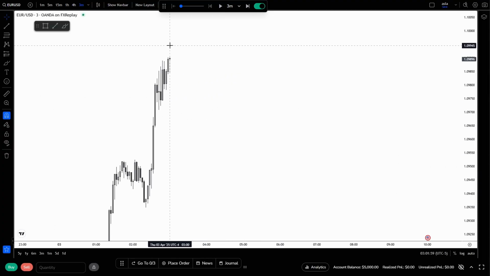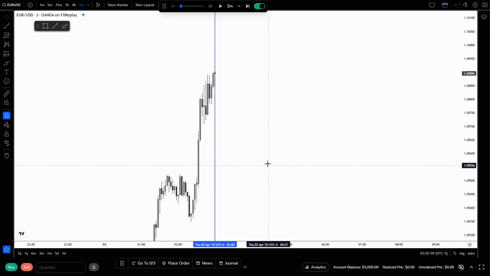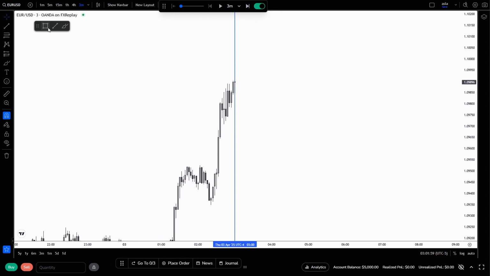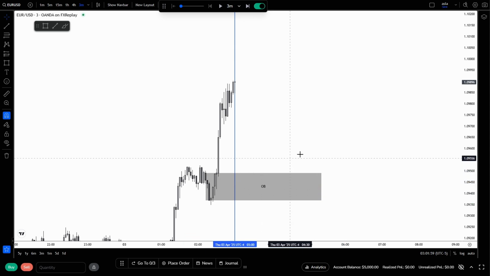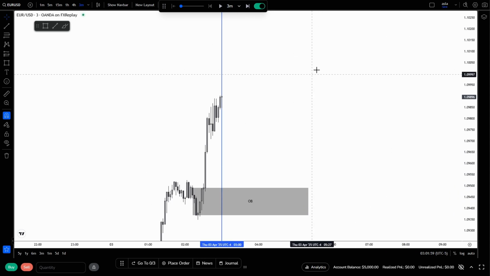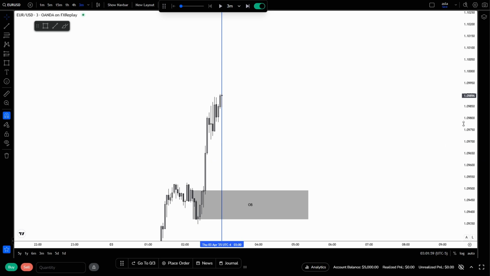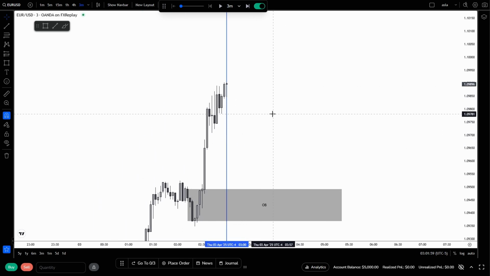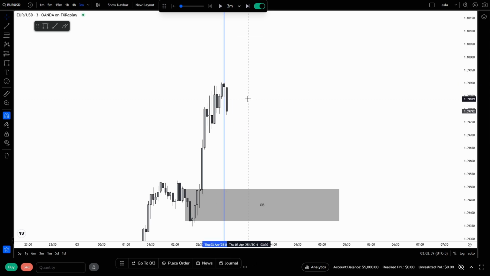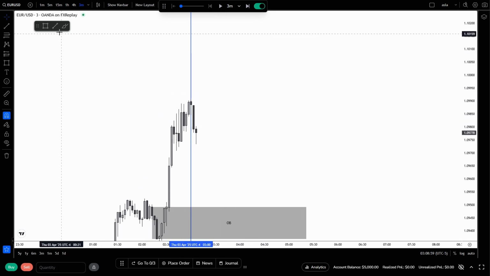The process is exactly the same as before. The first thing we need to identify is our draw on liquidity. In this case, the draw on liquidity is this order block, which clearly gives us a bearish bias. Now that our bias is bearish, we move forward and wait for the session open. At 3 a.m. New York time, we check whether a fair value gap forms.